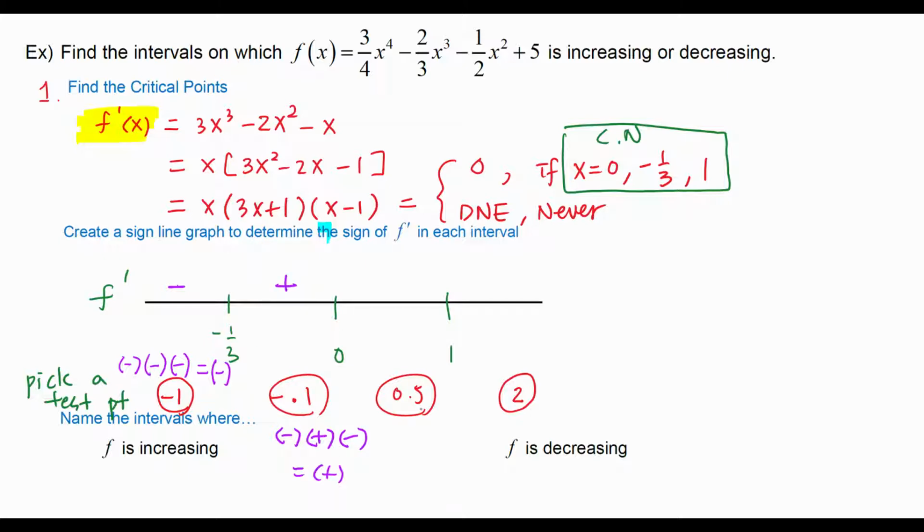Now let's plug 0.5 in there. When I plug in 0.5, 0.5 is positive. 3 times 0.5 plus 1 is positive. 0.5 minus 1 is negative. And since there's only one negative in the product, it's going to be negative. So this is negative. Let's test 2. 2 is positive. 3 times 2 plus 1 is positive. 2 minus 1 is positive. And the product of three positive numbers is positive. So this is positive.